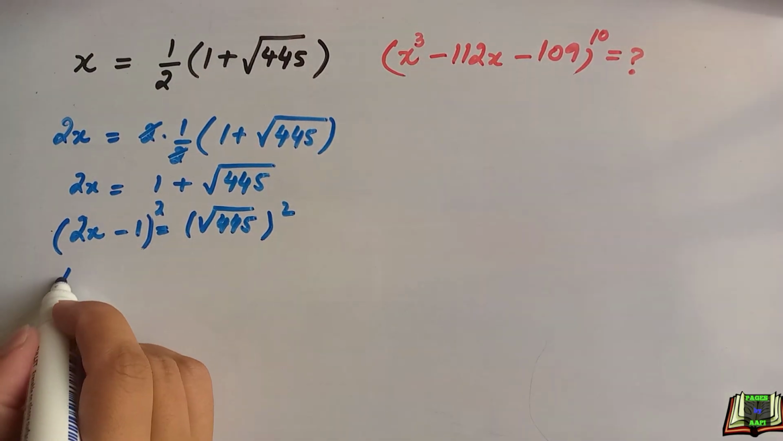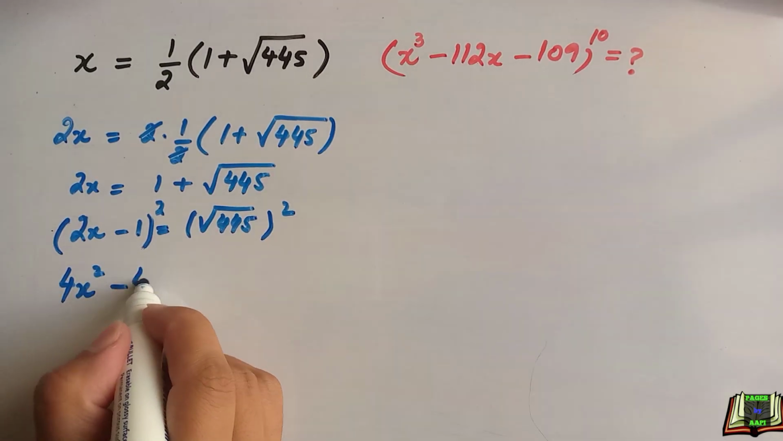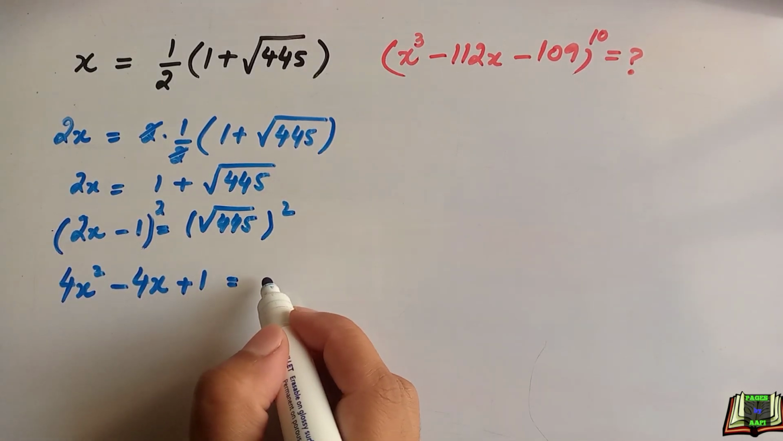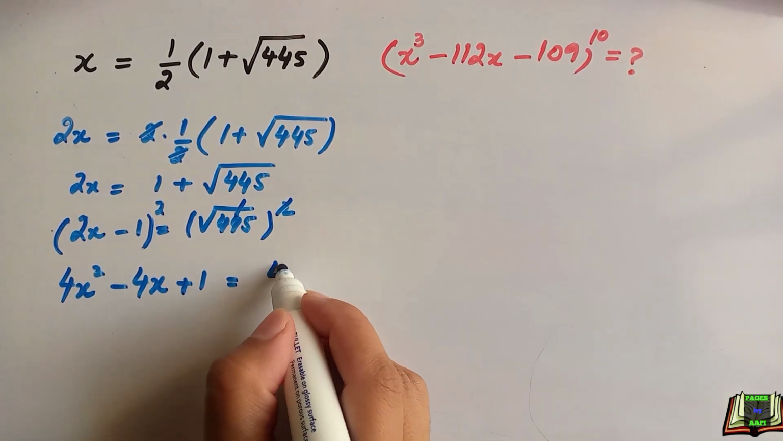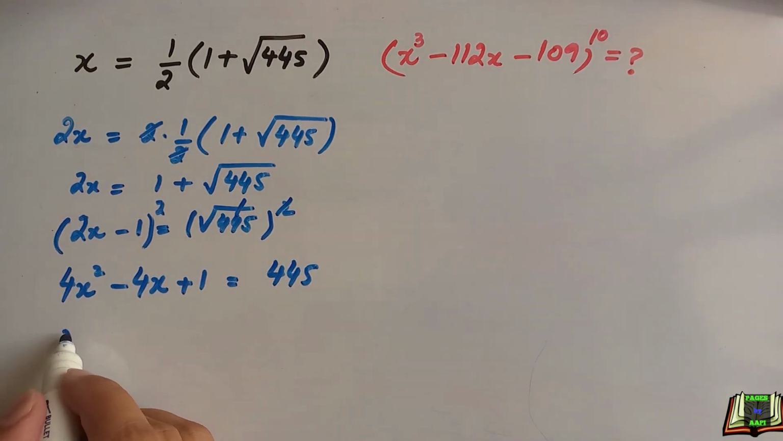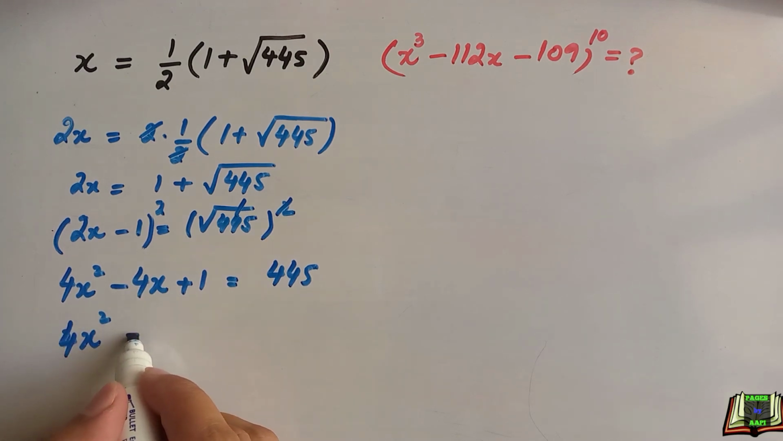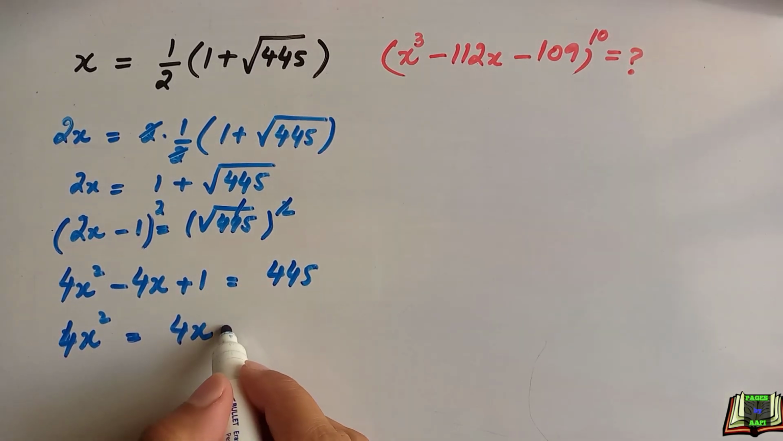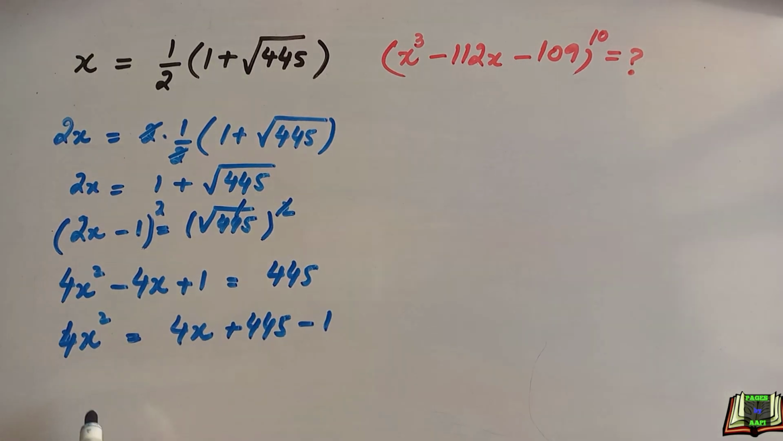Now this becomes an identity, a square minus 2ab plus b square. So the square of (2x minus 1) is equal to 4x square minus 4x plus 1. And on the right hand side the square and root cancel out. This is equal to 445. 4x square. Now we will take this 4x to the right hand side, so it will become positive, and by taking this 1 to the right hand side it will become negative.